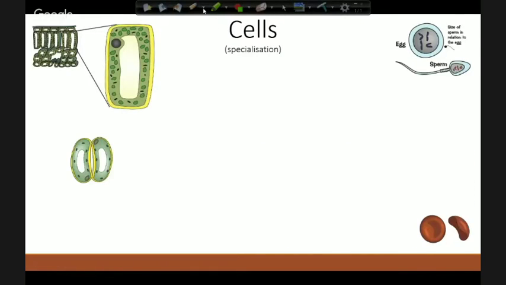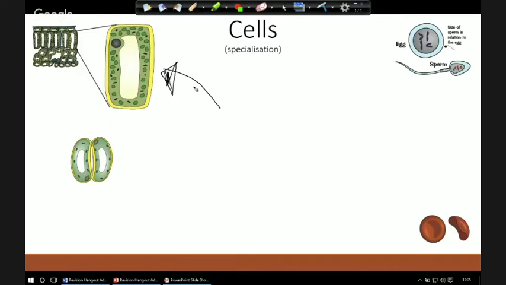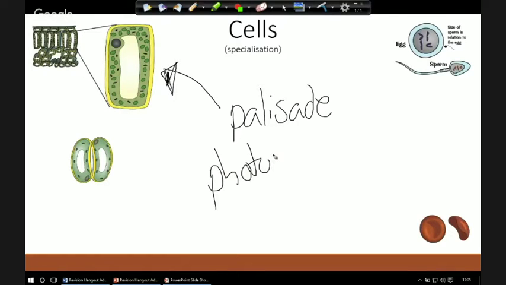The second key bit around cells then comes into specialization. How the cell is adapted, the processes that it needs to do. And we need to learn a few key ones. So the very first one, which is on the top left, is our palisade cell. Now, these are leaf cells. They're all about photosynthesis. Again, we'll come on to this specifically in a minute.